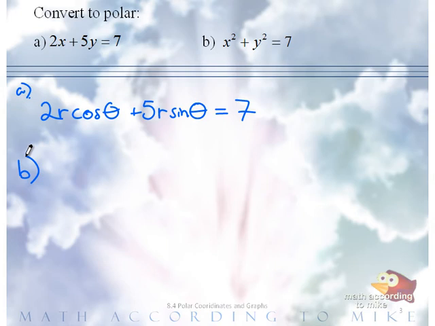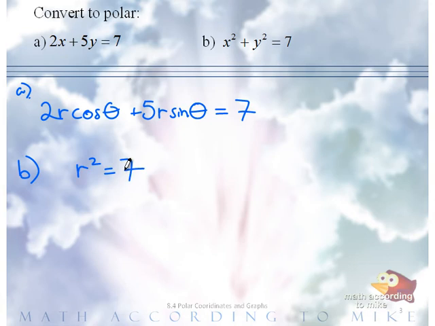X squared plus y squared equals 7 is what? Is a circle. Correct. So if only we had a formula that had an x squared and a y squared. What does x squared plus y squared equal in polar? Squared. So x squared plus y squared is r squared. So r squared equals 7.